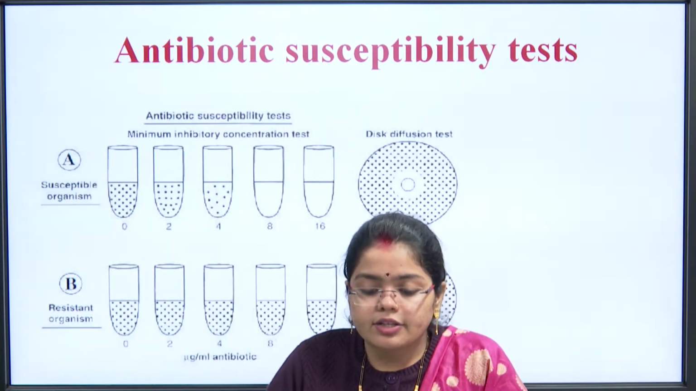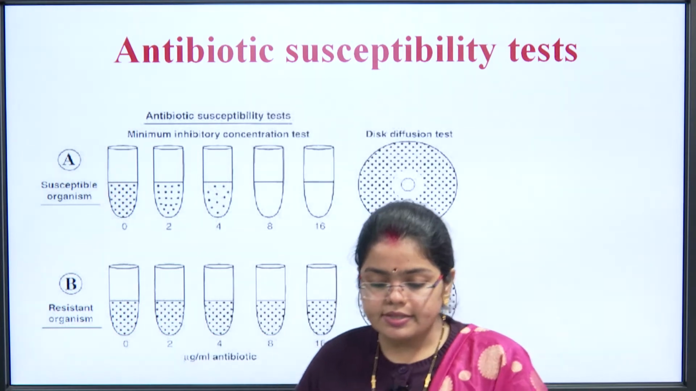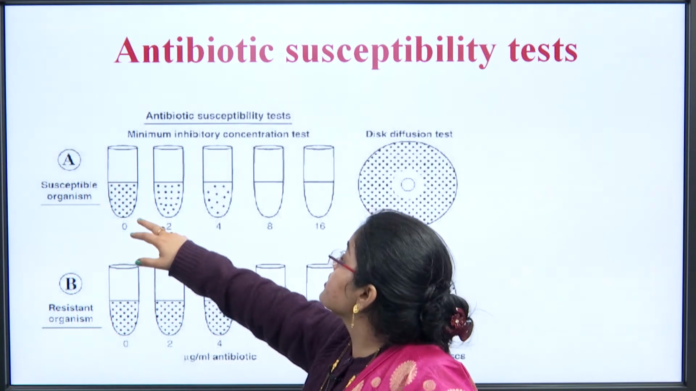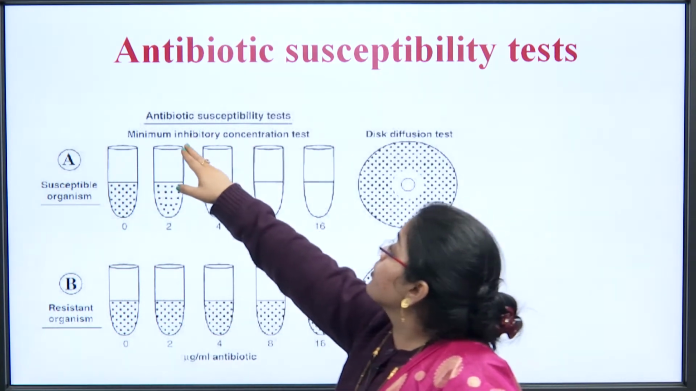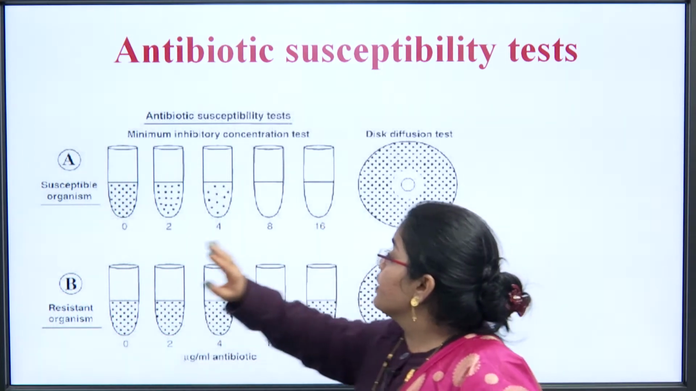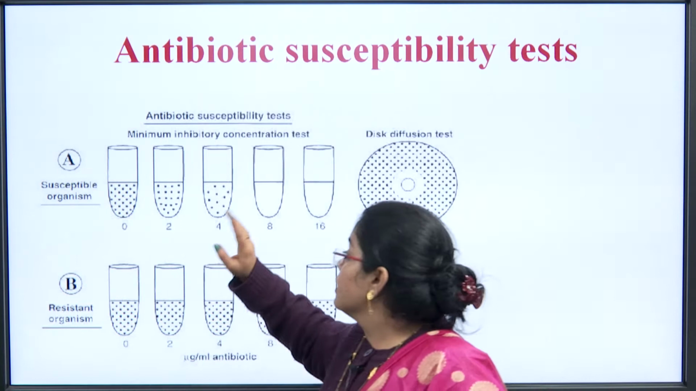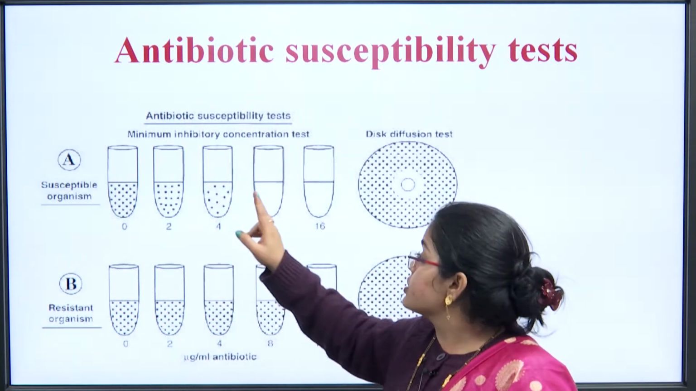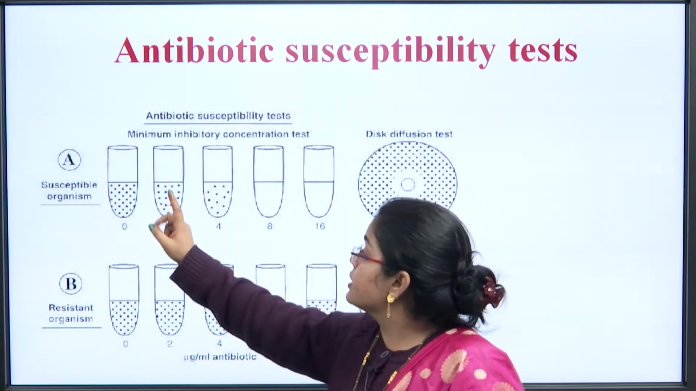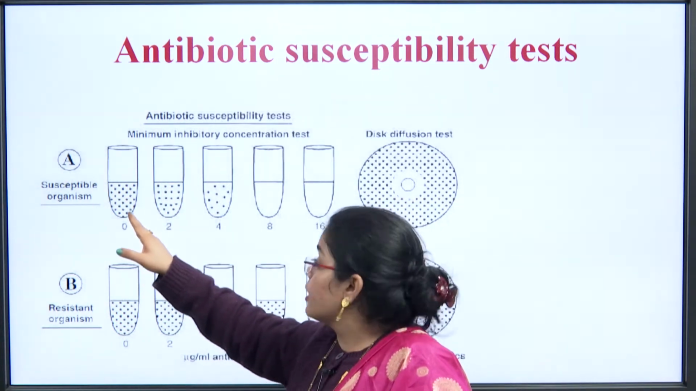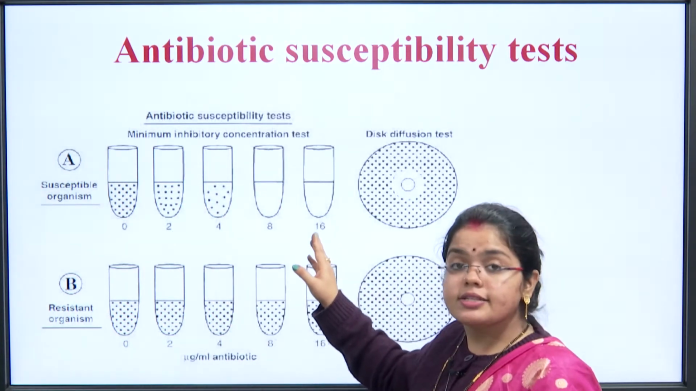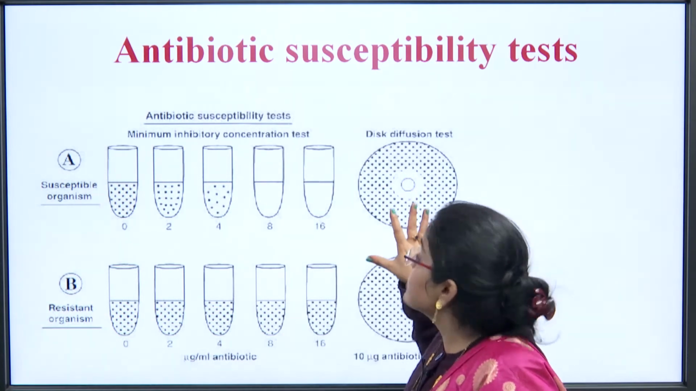So this slide is showing the antibiotic susceptibility test. You can see in the first figure, here is a susceptible organism. The minimum inhibitory concentration test is being done. Different dilutions are placed: in the first, zero antibiotic is there, then some concentration, then the concentration is doubled, then again doubled, then again doubled. This is how you can see the maximum number of microorganisms are here, lesser are here, even fewer here, and almost absent in these dilutions. This is the disc diffusion test.